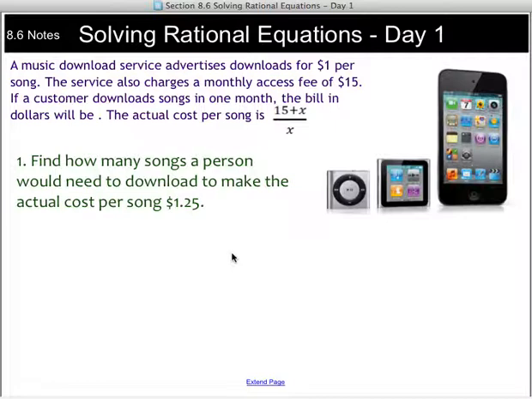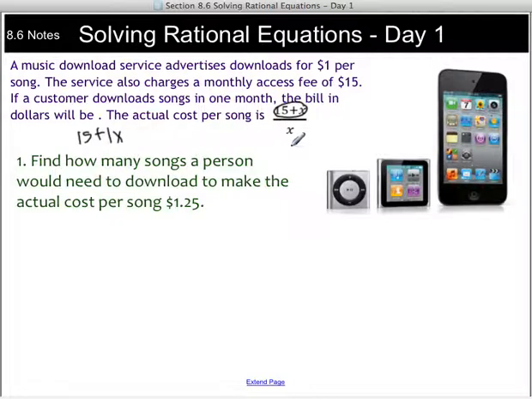A music download service advertised downloads for $1 per song. The service also charges a monthly access fee of $15. If a customer downloads x songs in 1 month, the bill in dollars will be $15 plus $1 per song, so 15 plus 1x, which is the same as 15 plus x. So the actual cost per song would be the total bill divided by the number of songs.